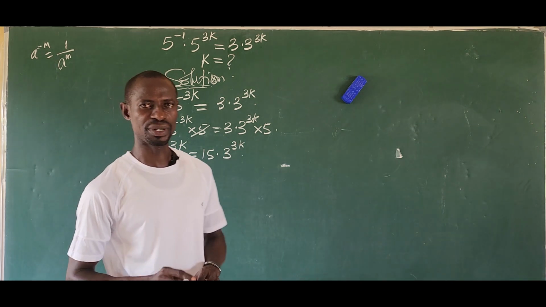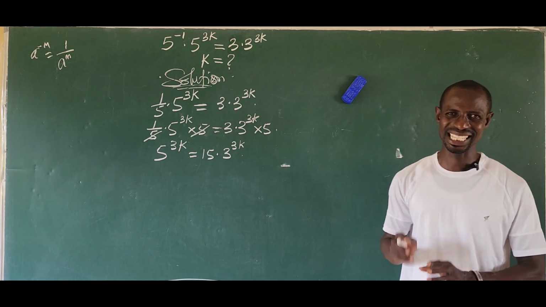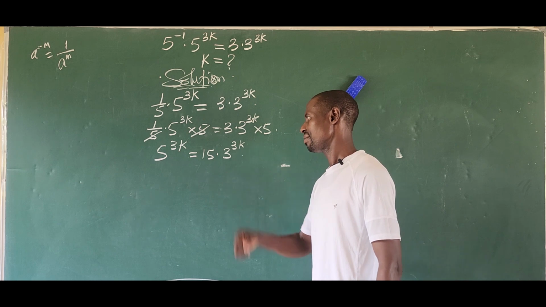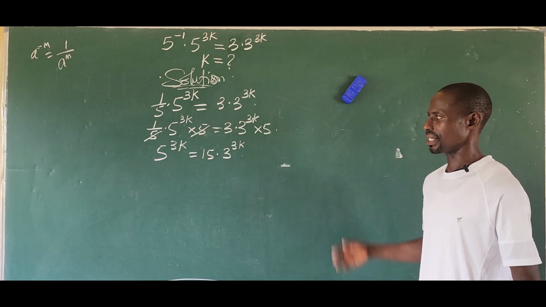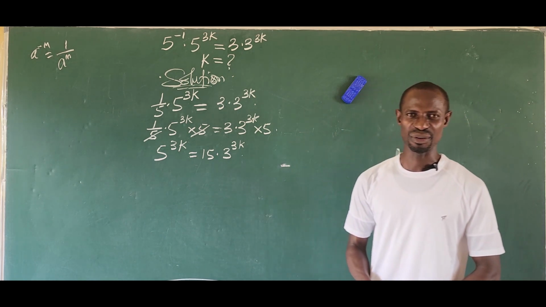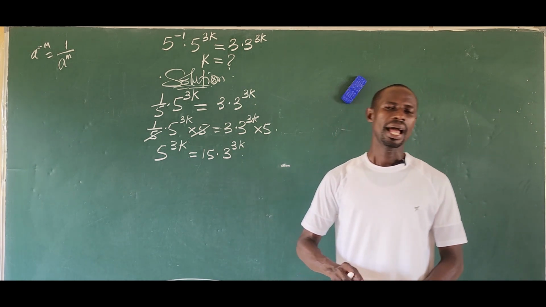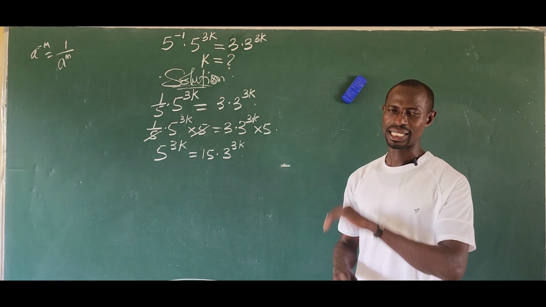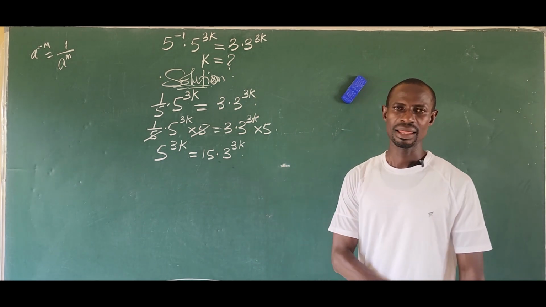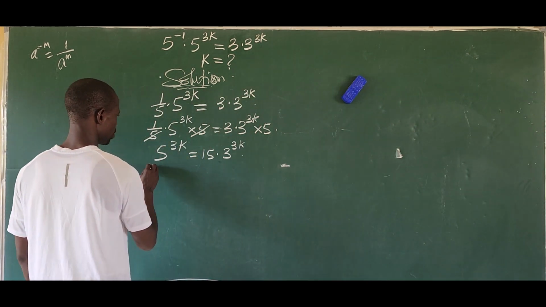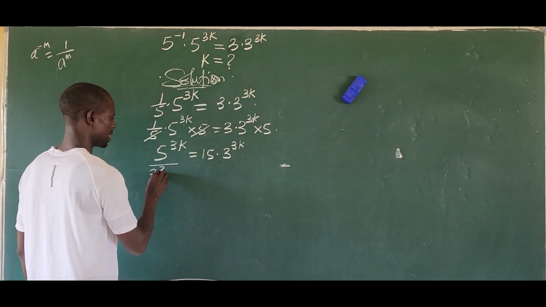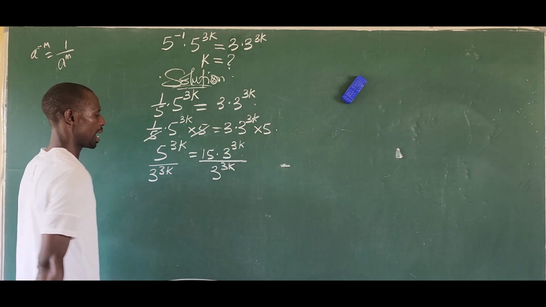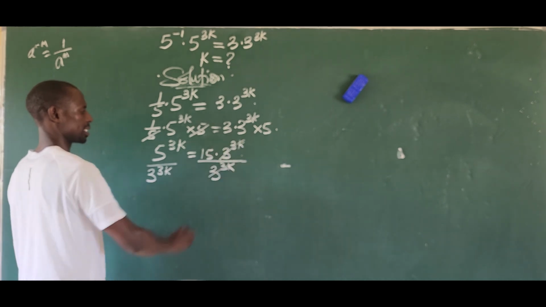Now you discover the exponent on the left-hand side is the same as on the right-hand side. But the issue is that we have 15 attached to this. If not, we would have applied a simple rule. So we carry all the terms having 3k at the exponent to the left-hand side, and to do that we divide by 3 to the power of 3k on both sides. These cancel because they are the same.